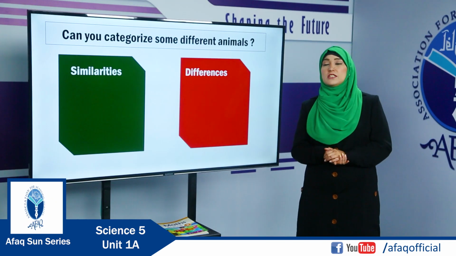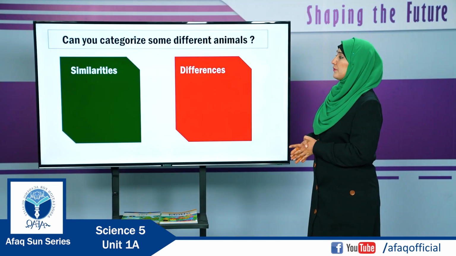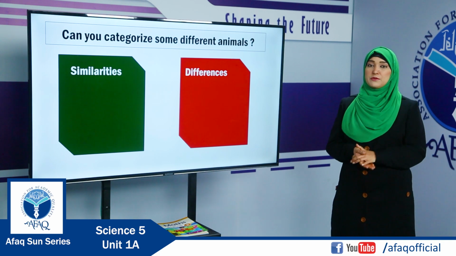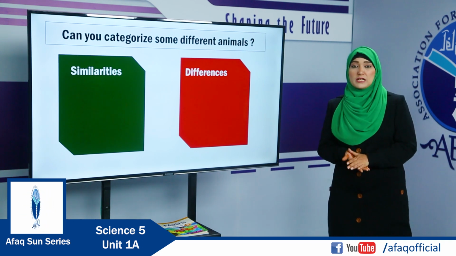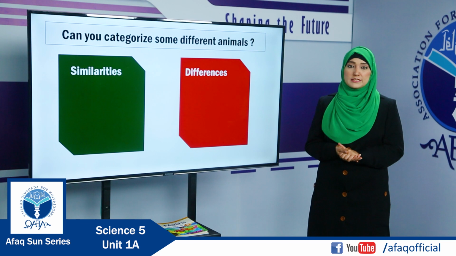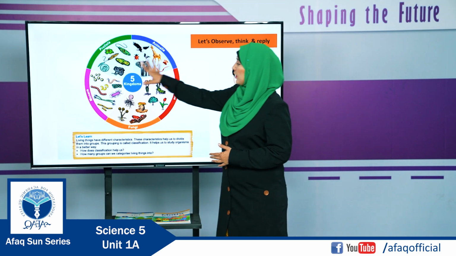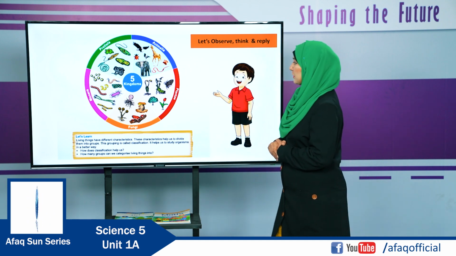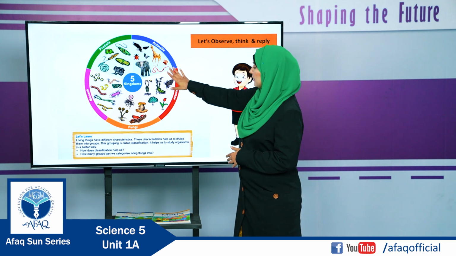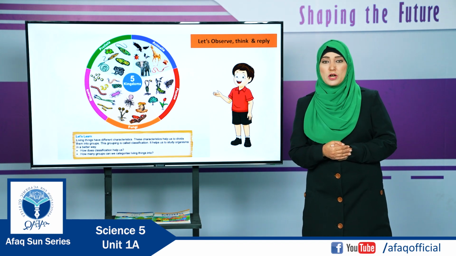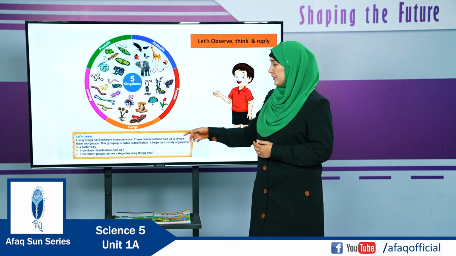Okay students, now you have to categorize different animals. You have to write similarities and differences between different animals. So quickly write the similarities and differences and come back. Look at the picture. You can see a variety of living organisms in this picture. You can see some animals, you can see some plants. Now open your textbook page number 1 and answer the question given at the end.